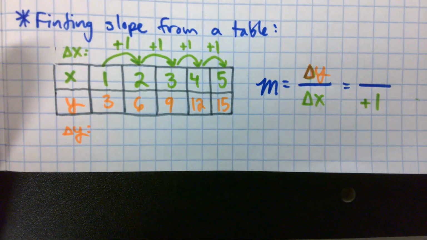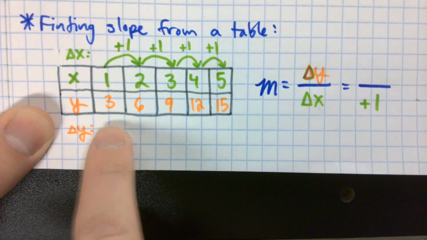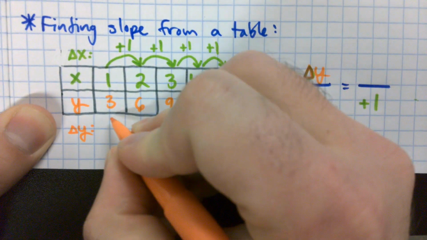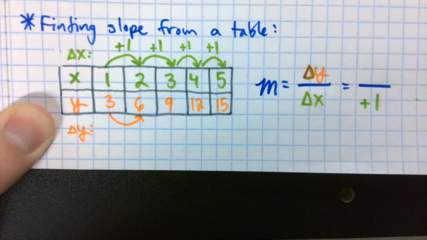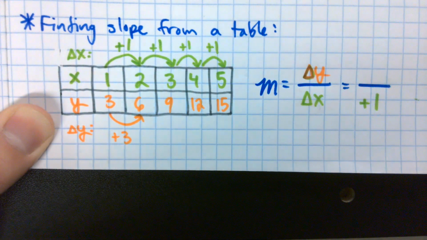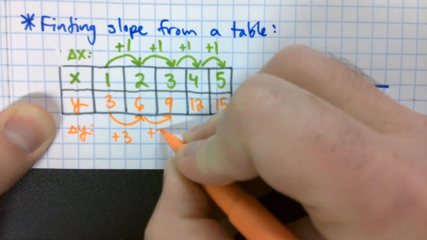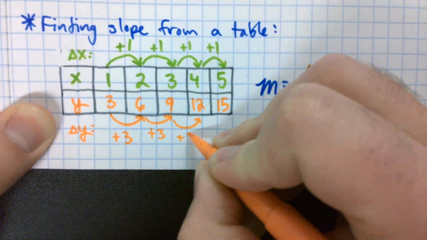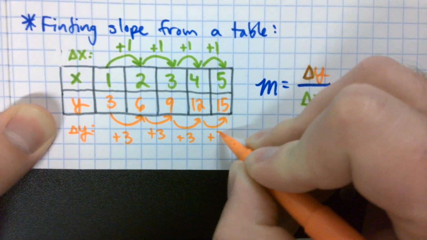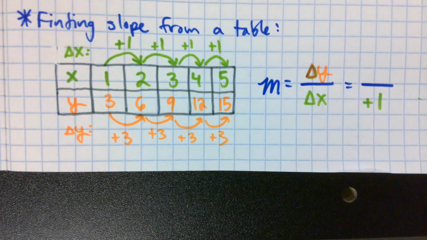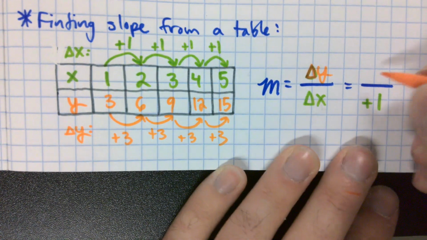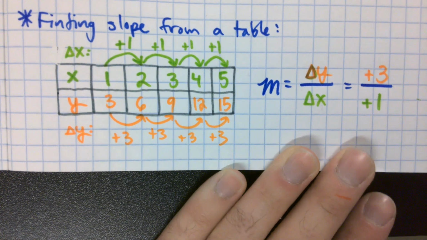Let's figure out the change in y now. Our first y value is 3. Our second y value is 6. How do we get from 3 to 6? Plus 3. Thank you. What about from 6 to 9? Plus 3. From 9 to 12? Plus 3. 12 to 15. Look at that. It's nice and constant all the way through. Our numerator is going to be plus 3.